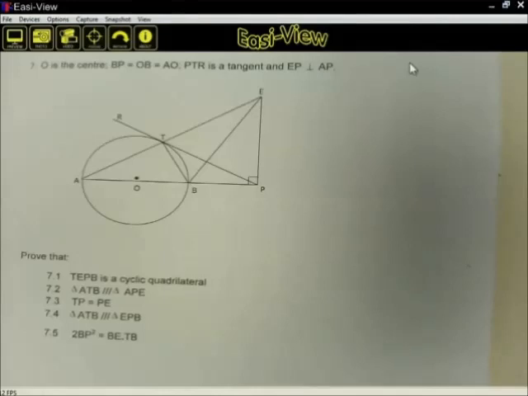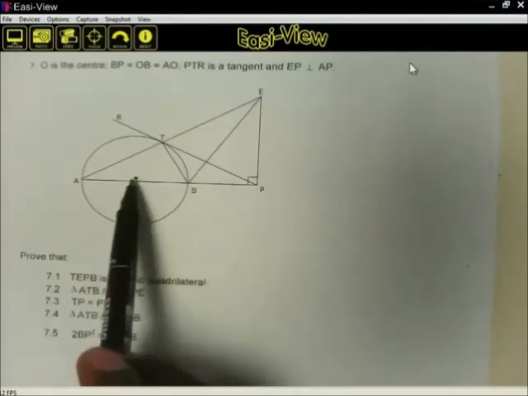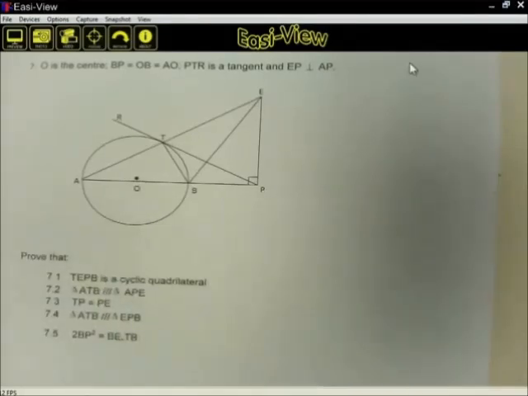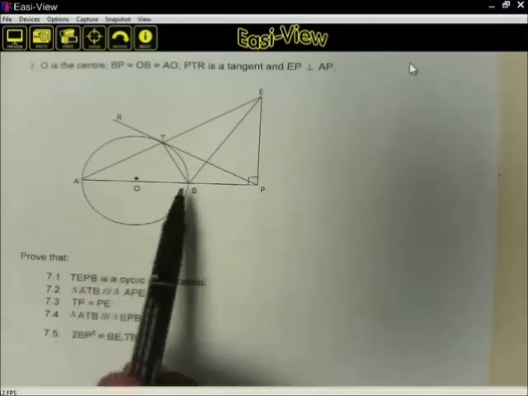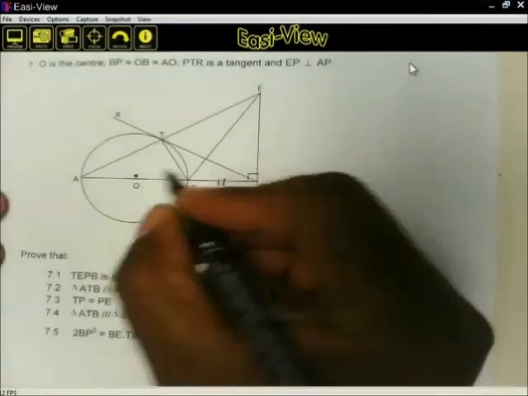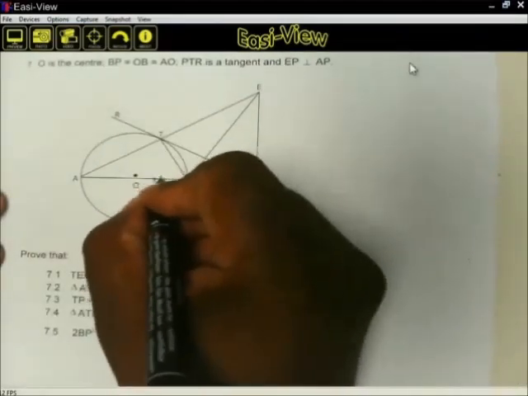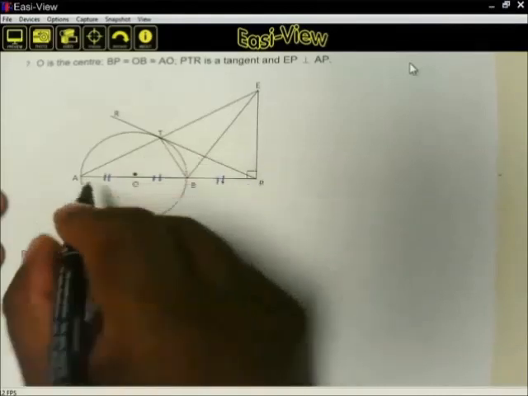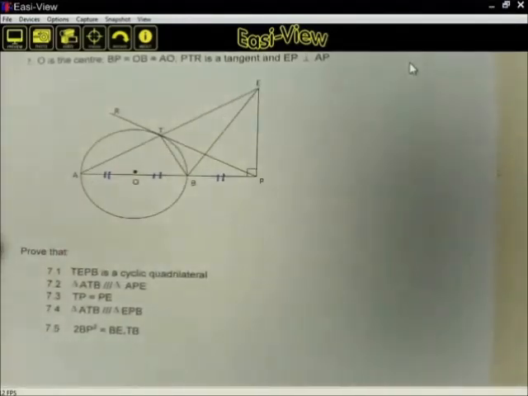O is the center. BP is equals to OB. BP, we mark it on the diagram. BP is equals to OB is equals to OA. OA and OB, those are the radii, because O is the center. Therefore, they are also equals to BP.